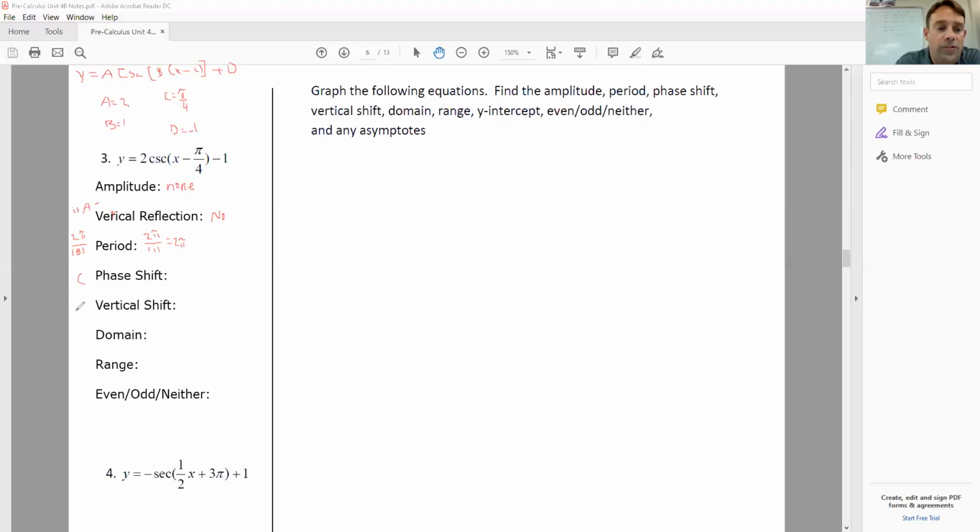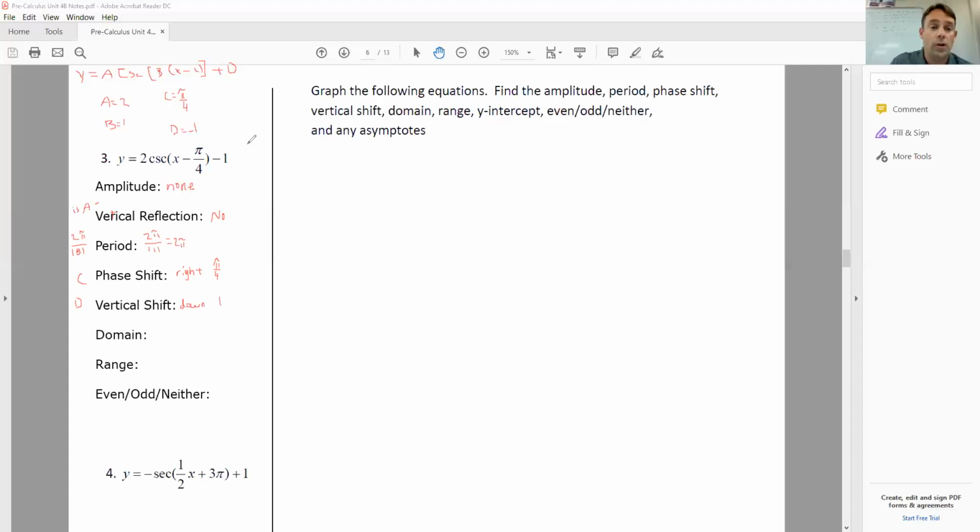My phase shift is C, and my vertical shift is D. So if my phase shift is C, that's pi over 4. So that means I'm going to go right pi over 4. So again, there's a lot of things I can do before I even get into the graph of it. Vertical shift, that's going to go down 1. There's a lot of things I can do, and I haven't even got into the graph of it yet.